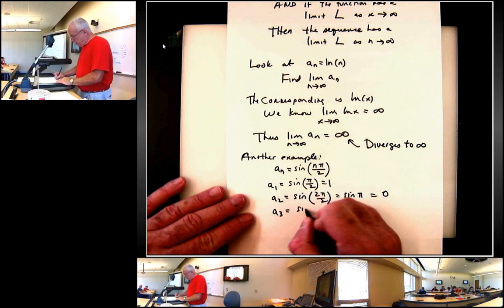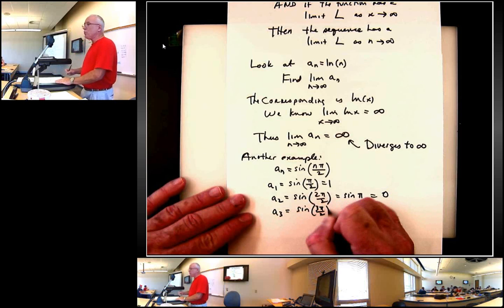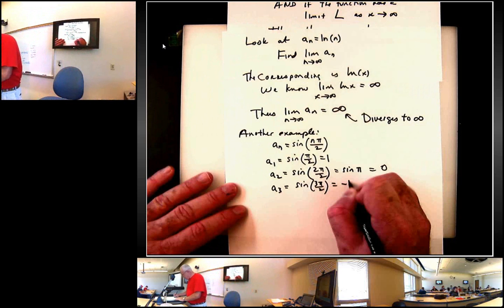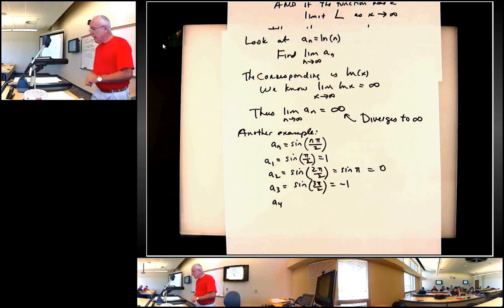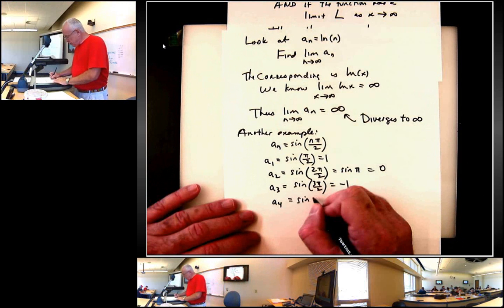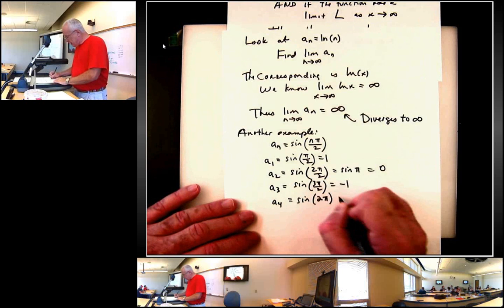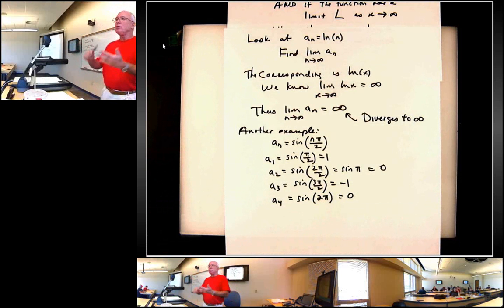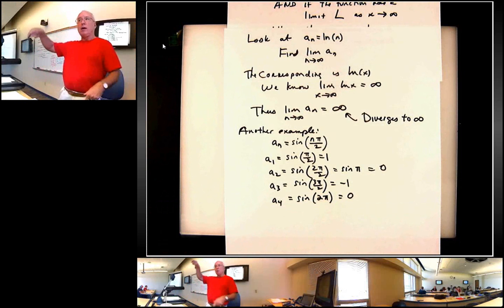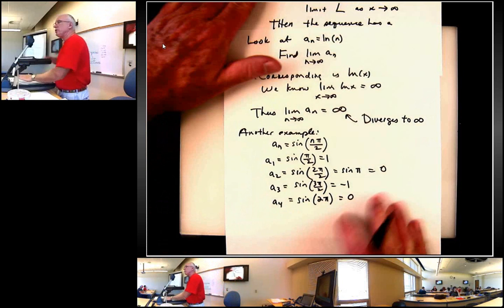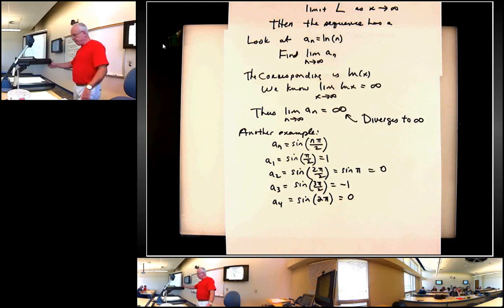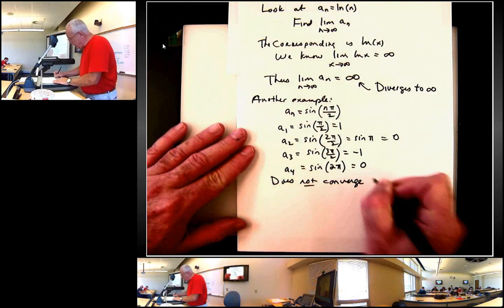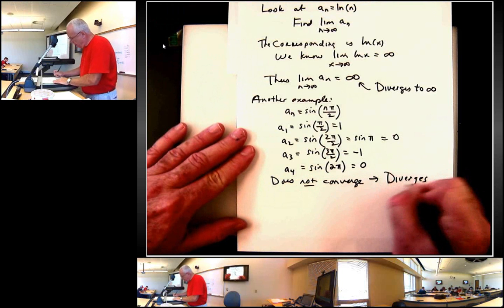A sub 3, when we plug in 3 for n, is going to be the sine of 3 pi over 2. And what's the sine of 3 halves pi? Negative 1. And then I'll just do this last one. A sub 4, when n is equal to 4, is 4 pi over 2, which is the sine of 2 pi, and that's equal to 0. And then it's going to keep repeating all the way around. So we have 1, 0, minus 1, and it just keeps circulating around. Would something like this converge to a finite number if it just keeps cycling amongst different numbers? No. So it therefore does not converge. We can then say it diverges. All right. Okay.